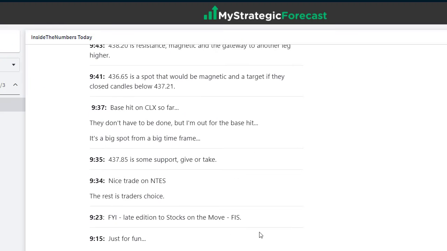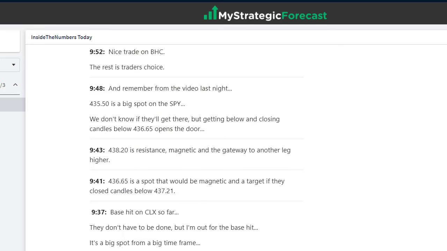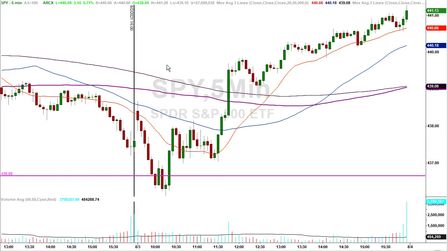We're moving along. Let's get to the open. Another one. Again, we'll circle back to these. You have a gap left open from yesterday, 437.85 in the SPY. There's your base hit on Clorox. We knew that before the opening bell. 436.65 is a spot that would be magnetic and a target if they close candles below 437.21. 436.65. This post is at 9:41 a.m.